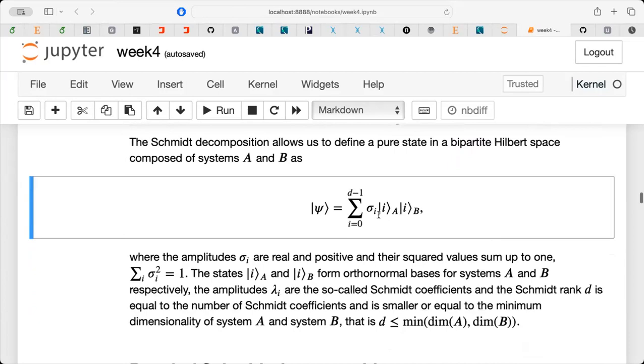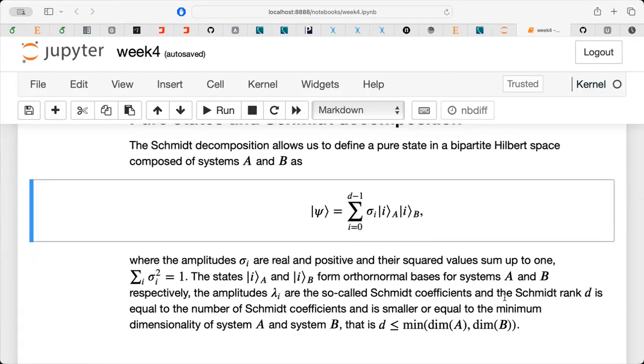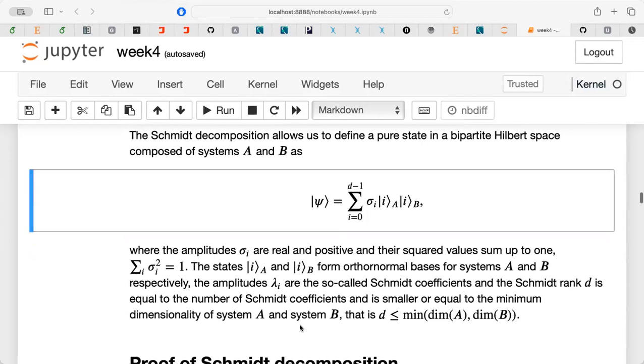So this is what the Schmidt decomposition says, and we are going to look at the proof of this statement, which you see here. What it says is that these amplitudes are real and positive, and their squared values sum up to 1. These states form an orthonormal basis for systems A and B, respectively. The amplitudes are what's normally called the Schmidt coefficients. And the rank D is equal to the number of Schmidt coefficients and is smaller or equal to the minimum dimensionality of system A and system B.